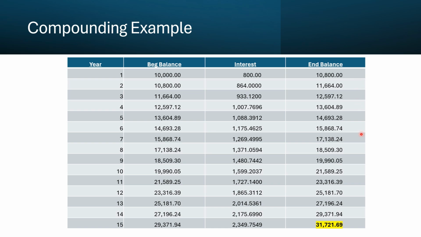So we can think about this full 15-year period as 15 one-year periods. So we're just taking the ending value from the previous period and reinvesting it in the next period, the next year. And when we do that for all 15 periods, we see the value at the end at 31,722 rounded up.